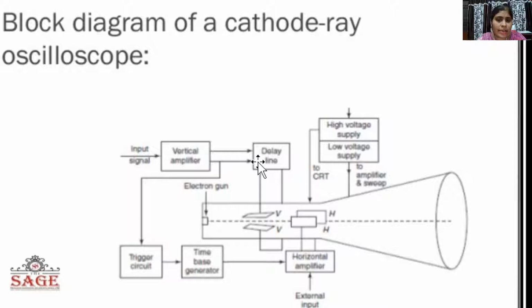In the CRO, a delay line is used. You can see this is the high voltage supply. This high voltage supply is given to the CRT, to the cathode, and the low voltage supply is given to the vertical amplifier, trigger circuit, time-base generator and horizontal amplifier. The low voltage supply is approximately 10 to 15 volts, and in the amplifiers and the time-base generator transistors are connected. A transistor can work on 10 to 15 volts, so the low voltage is given to the vertical amplifier, trigger circuit, time-base generator and horizontal amplifier.